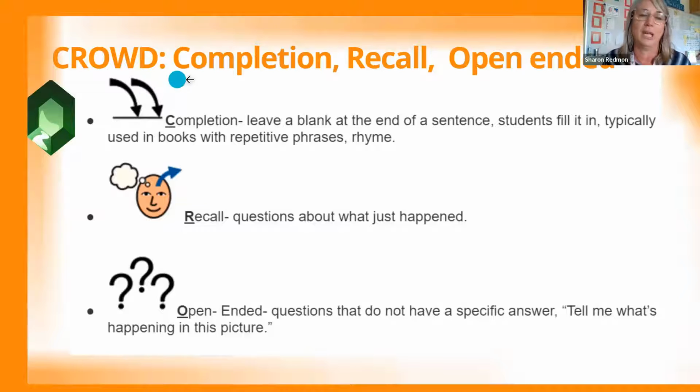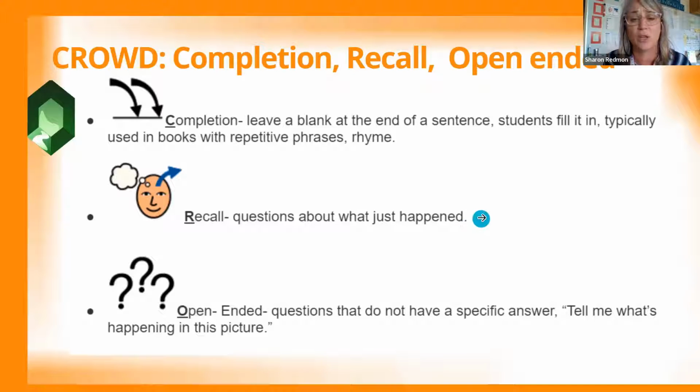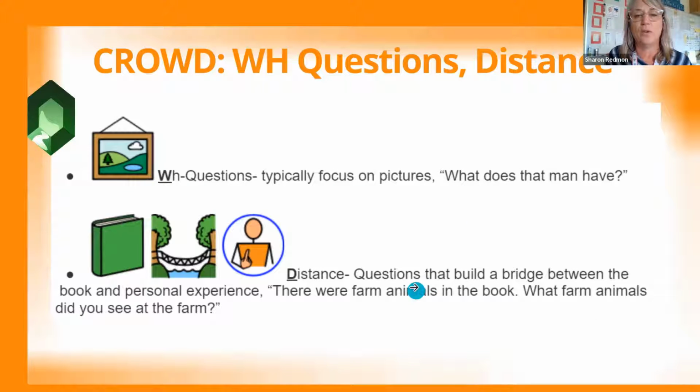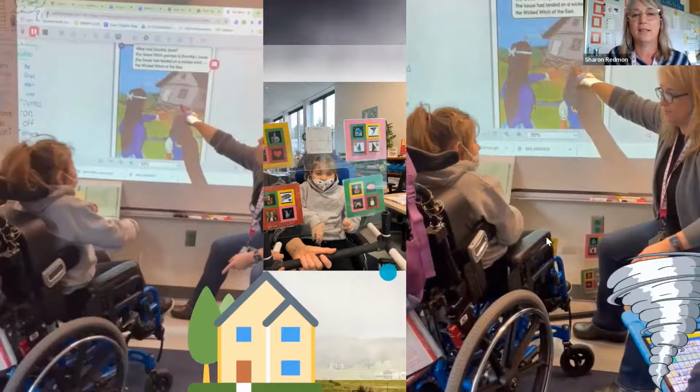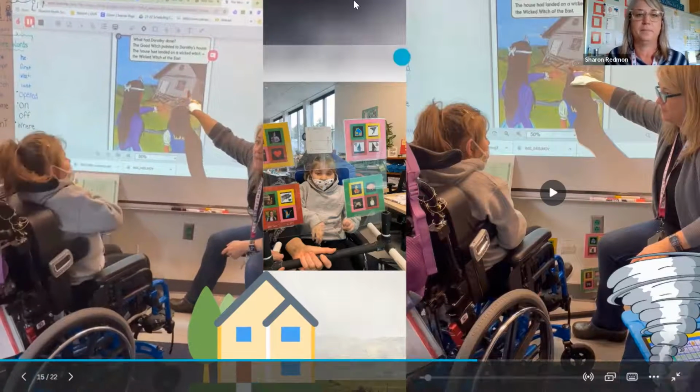So here, we're going to do this completion, recall, and open-ended questions. Recall is what you're going to see here in just a minute with Callie, where I ask what happened? The tornado came, the house fell down. What happened? We also kind of were bridging that where we talk about that tornado because we experienced what that looked like. So lots of different things. I'm going to pause this one. We're going to do this one first. What happened?